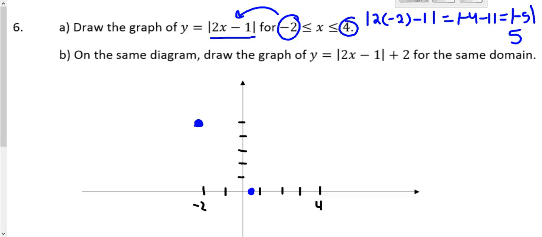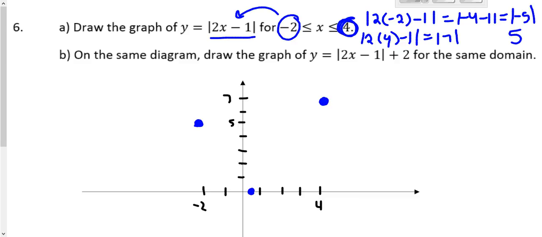Now we need our endpoint for +4. So we have 2 times 4 minus 1, absolute value. 2 times 4 is 8 minus 1. Absolute value of +7 is 7. So that point is going to give us 4, 7. So we're at 4. We need, this is 5. So we need to go up to 7. So we will plug that in, get our endpoint over here.